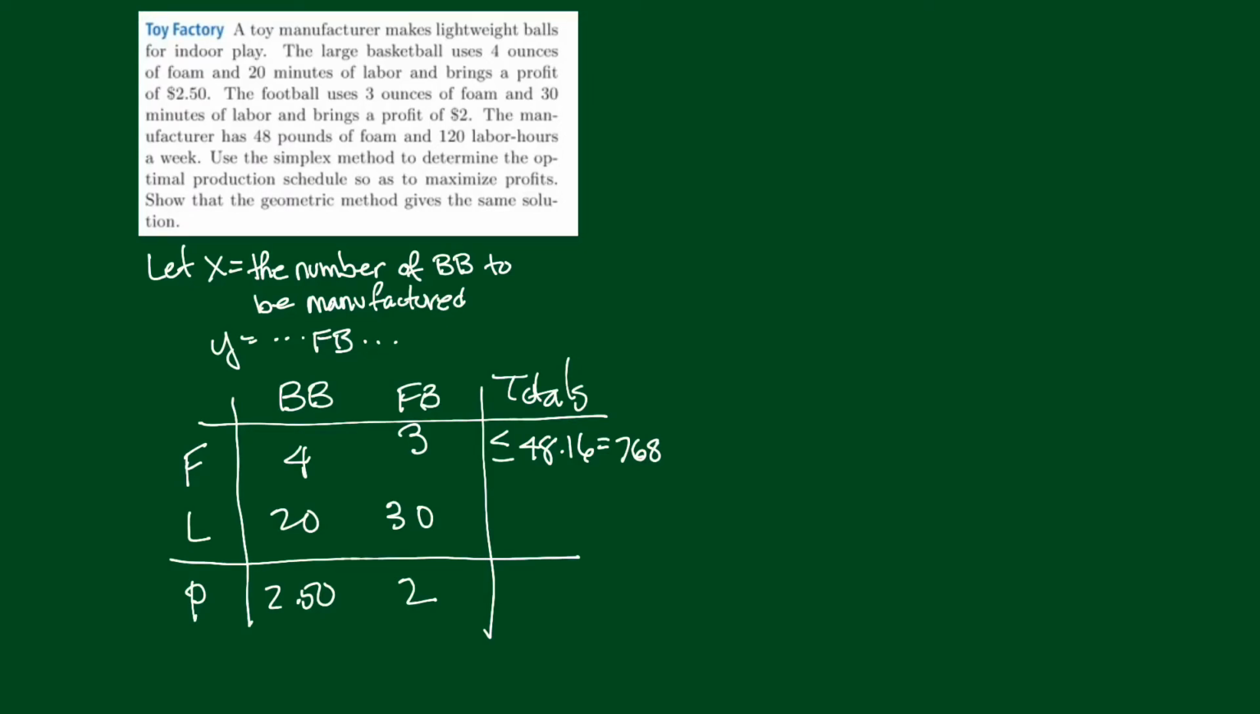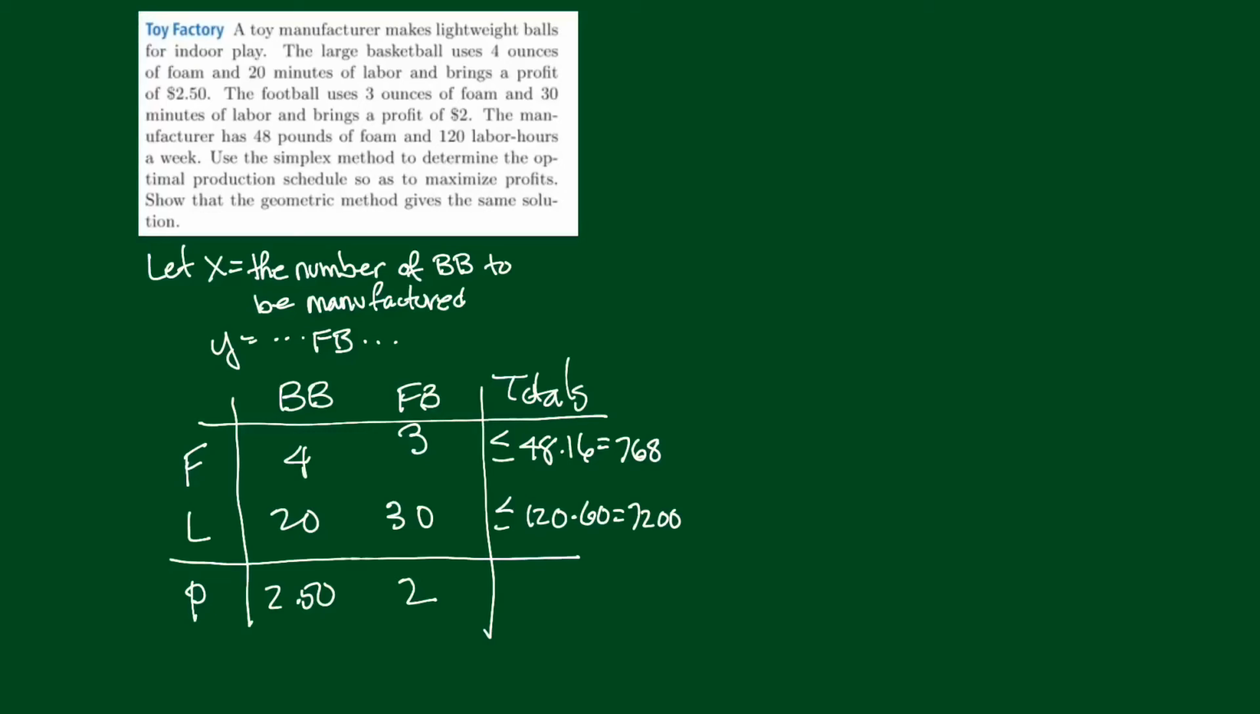Now I'm going to watch out for the same thing for labor. What have we got going for labor? Labor is in minutes, but what do we have for labor? We have 120 hours of labor available. So this is going to be less than or equal to 120 hours, but I want to convert it to minutes, because all of this is in minutes. So multiply it by 60, and that gives us 7,200.